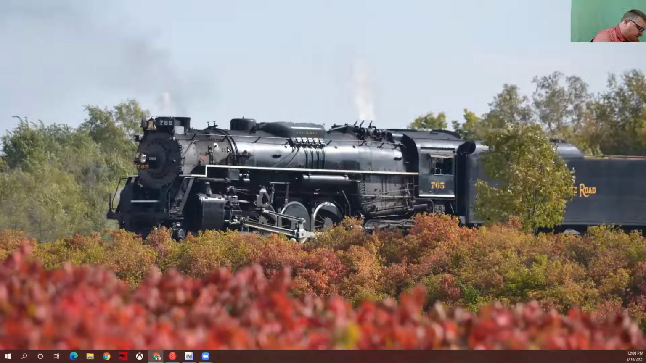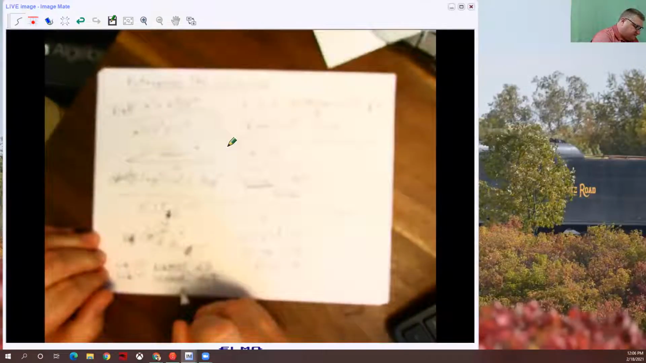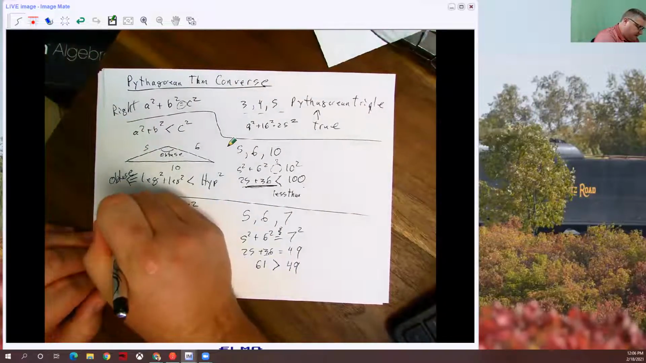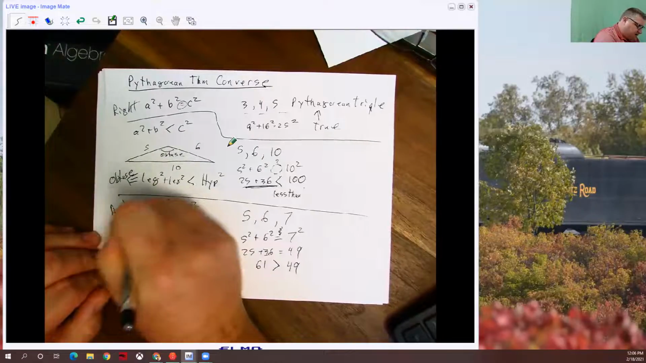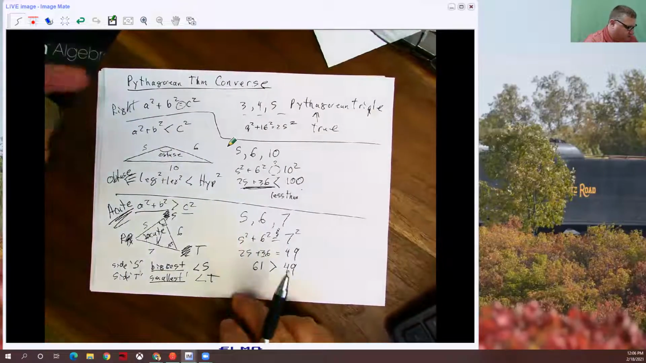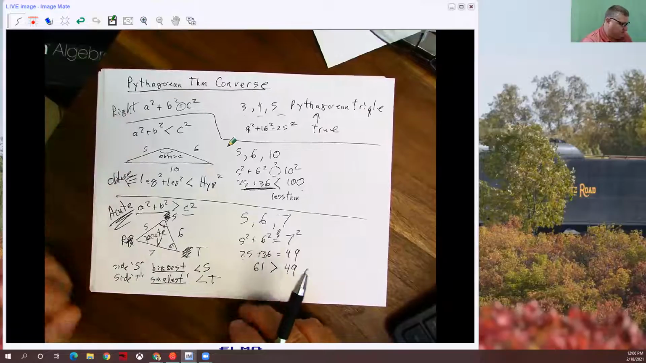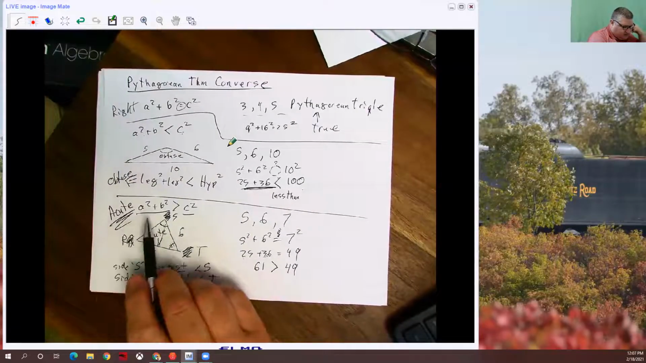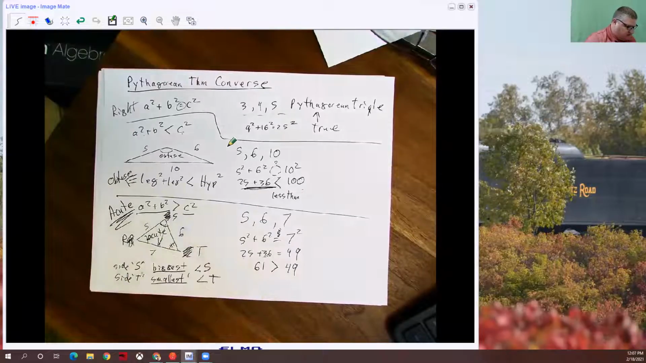But in all cases, because the two legs squared together are greater than the hypotenuse squared, we have an acute triangle. So right would be equal, obtuse would be if the legs squared are smaller than the hypotenuse squared, and acute if the legs squared were larger than the hypotenuse squared.